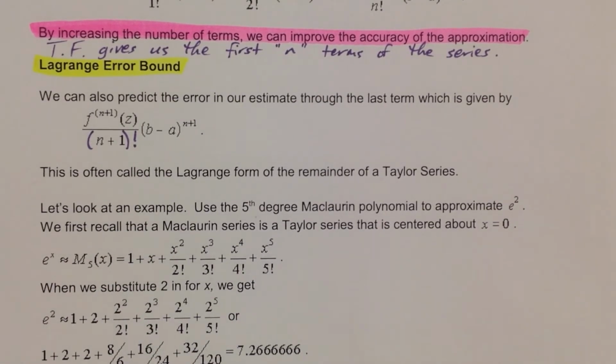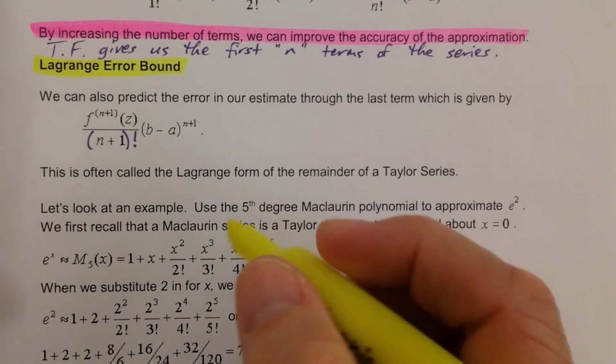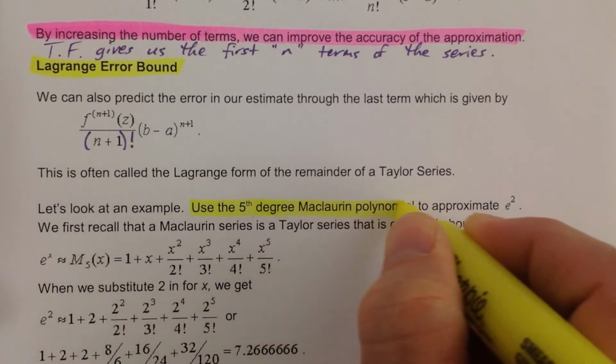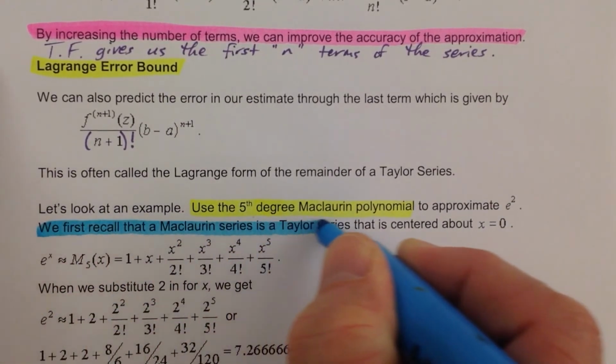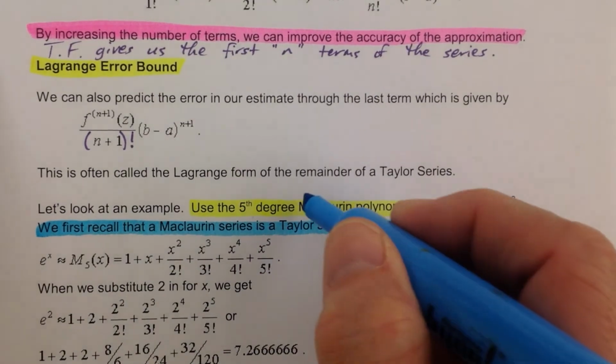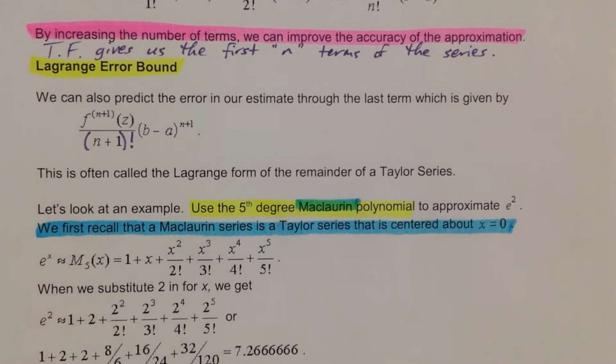So use the 5th degree Maclaurin polynomial. Okay, so there's some new terminology here. I think we may have talked about it a little bit earlier. A Maclaurin series is a series that's centered at 0, but it's a Taylor series centered at 0. Oh, and it says that right here. Okay, so the Maclaurin series is a Taylor series centered at 0. So as soon as you see the name Maclaurin, you know that where the series is centered is 0.